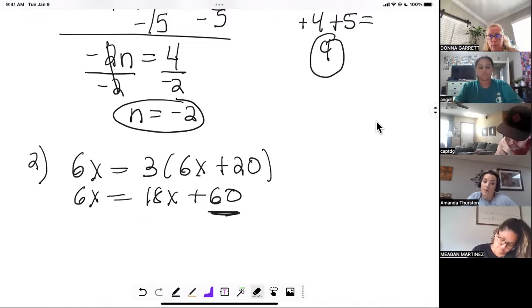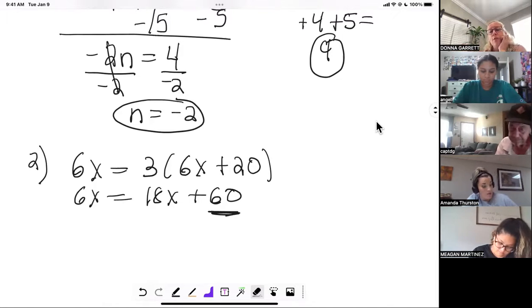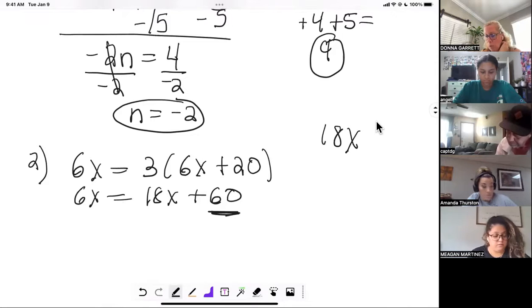Would I divide it? No. Not divide it. Subtract. Subtract it. So think of dividing versus subtracting. This is a difference. If you have 18x and I want to get x, I'm dividing.